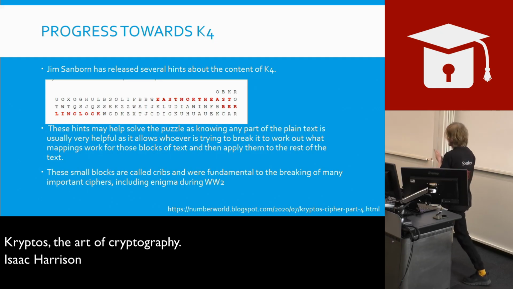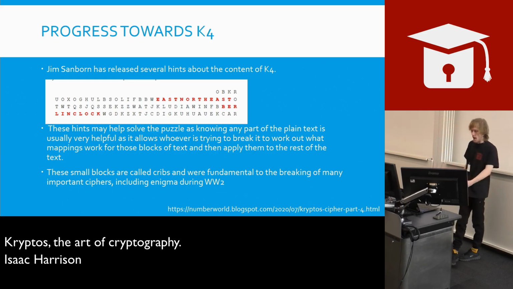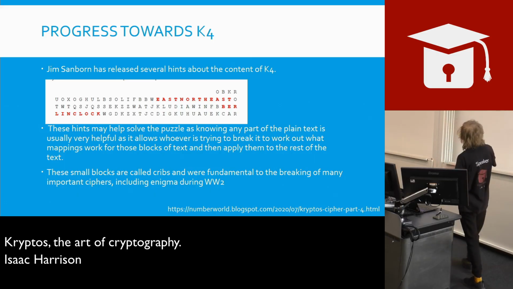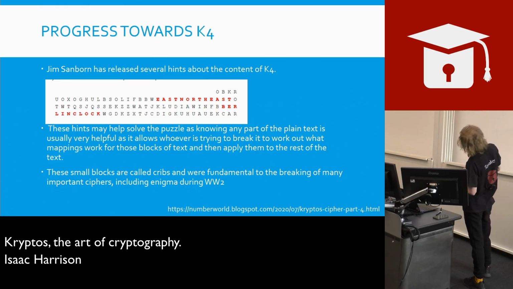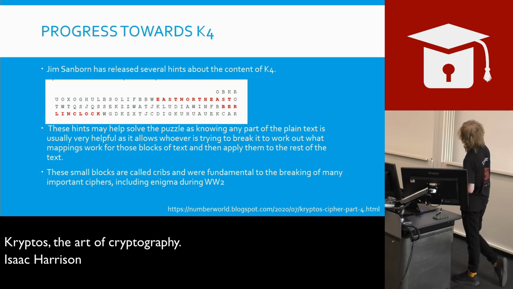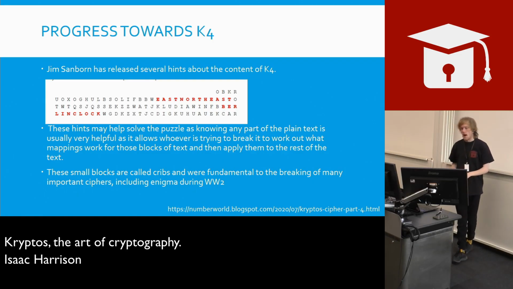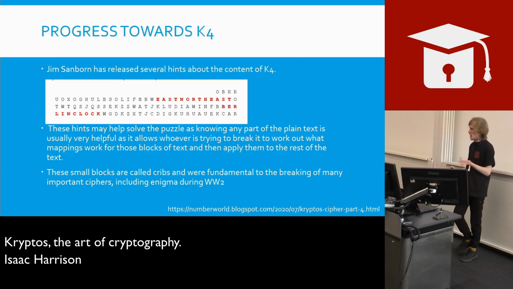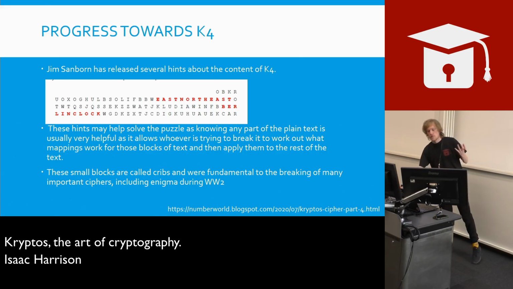So, this is an interesting one. We know part of the text. The guy that created the puzzle, in 2019, released this section of it. So we know that the word Berlin exists in the third line, and in the second line, there's east-northeast, which is a direction. So we know that these exist, but they've not actually helped us any in the solving of it, which is very odd, because cribs are normally really useful.